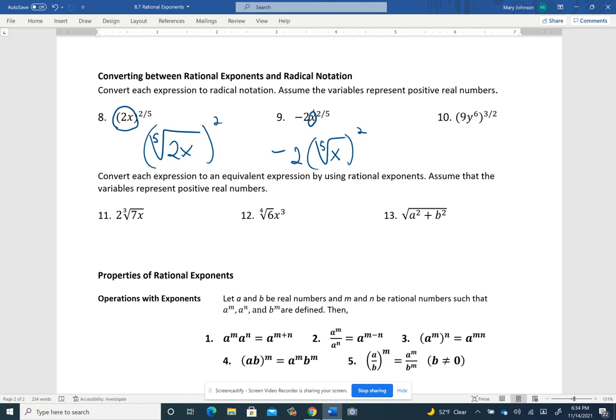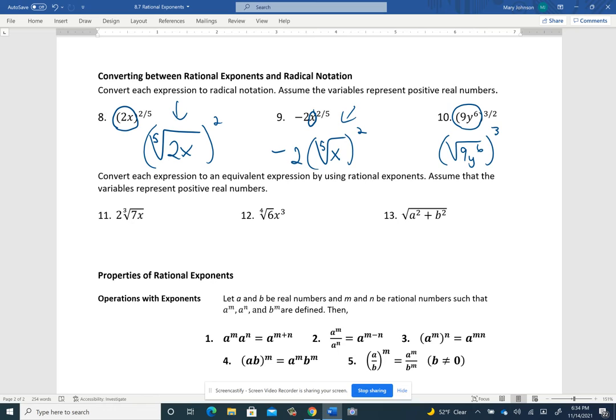Okay. All right, on number 10, we've got the 3/2 power. We've got all of this under the radical. So we're going to do the square root of 9y to the 6th, all raised to the 3rd power. Now that one we could do some simplifying on. They really didn't say we had to, but I think I will. This one you can't simplify anymore, really.